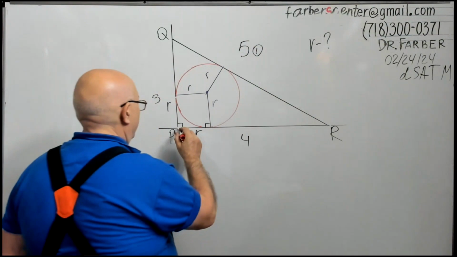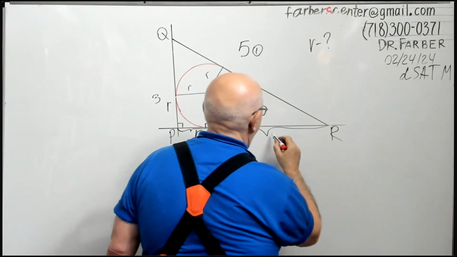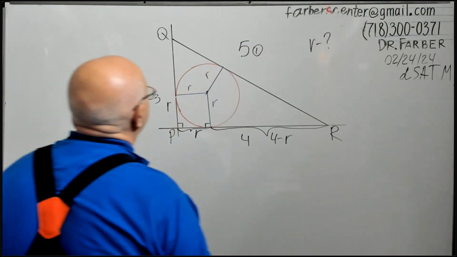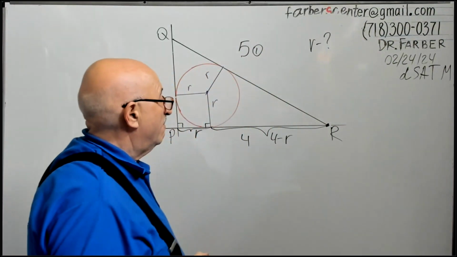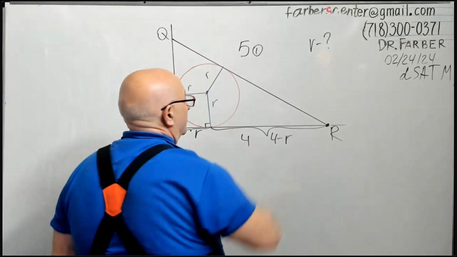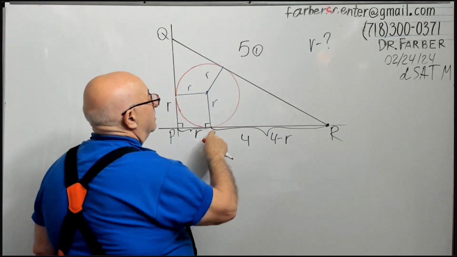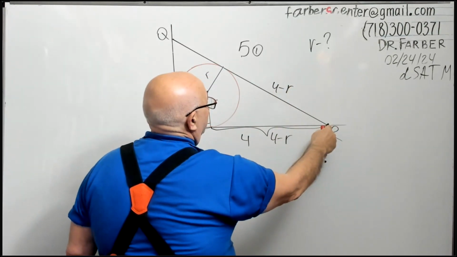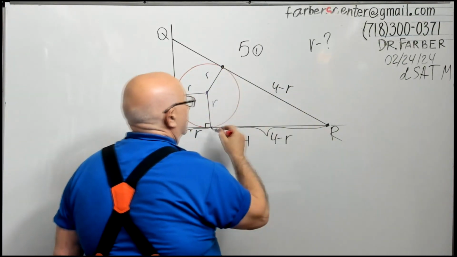If this piece is R, this side is 4 minus R, addition postulate. And you have a theorem. If you have a point outside of a circle and build 2 tangents, the distance from this point to the points of tangency is congruent. So this is also 4 minus r. Again, this point beyond the circle, 2 tangents, and the distance between this point and the points of tangency is exactly the same.